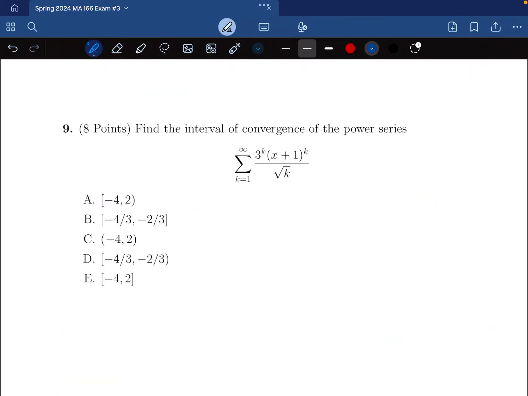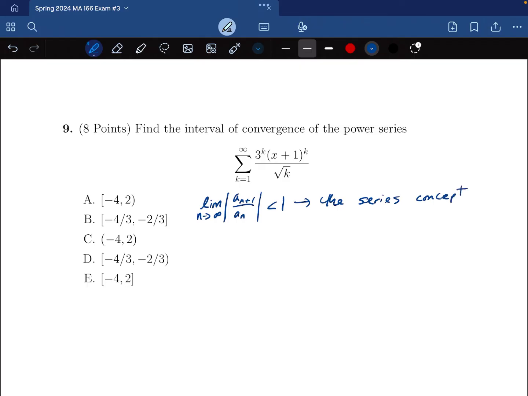Okay, question 9 says, find the interval of convergence for the power series 3 to the power of k times x plus 1 to the power of k divided by the square root of k. Okay, so to find the interval of convergence, we use the ratio test. The ratio test says that as n approaches infinity, if the limit of the ratio of two consecutive terms is less than 1, then the series converges. So we essentially use this concept to find the interval of convergence.